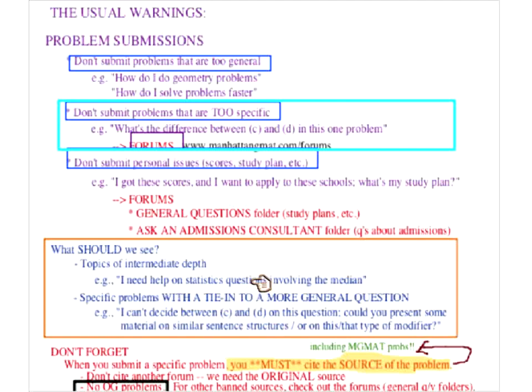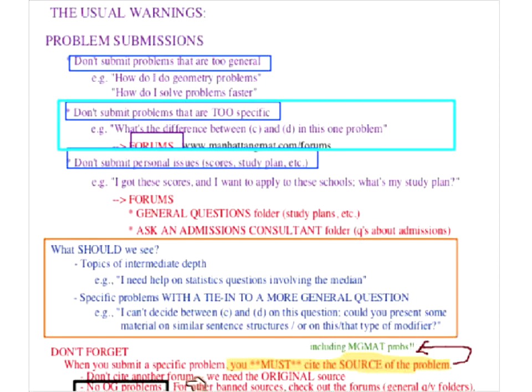Submissions should be topics of intermediate depth with a tie-in to a more general question. It is nice if you submit specific problems, but remember that you should not just submit a specific problem. You should also tie it into a question. Otherwise, it just belongs on the forums. But if you have a more general question to ask, then that makes sense here.